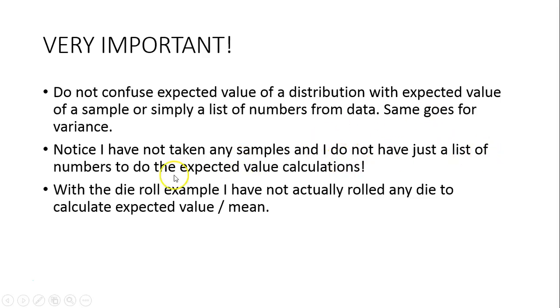And I don't have a list of numbers. So to do the expected value calculations with the die roll example, I have not actually rolled any die to compute the expected value or mean. Okay? So again, this is expected value and variance for a probability distribution. It's not for data like it was in chapter 3.